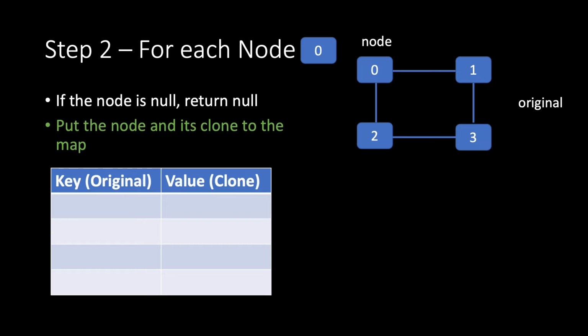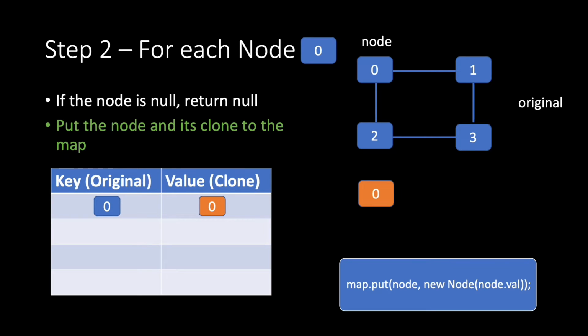And in Java, creating a hash map will look like this. Next, we're gonna do an operation for each node. We're gonna start with the node 0 in this graph. We're gonna check if the node is null. It's not null, so we're gonna put the node and its clone to the map. So we're gonna put the original node 0 to the key, and we're gonna create its clone, orange 0. We're gonna put it in the value of the hash map, or key value pair. And in Java, it's going to look something like this.